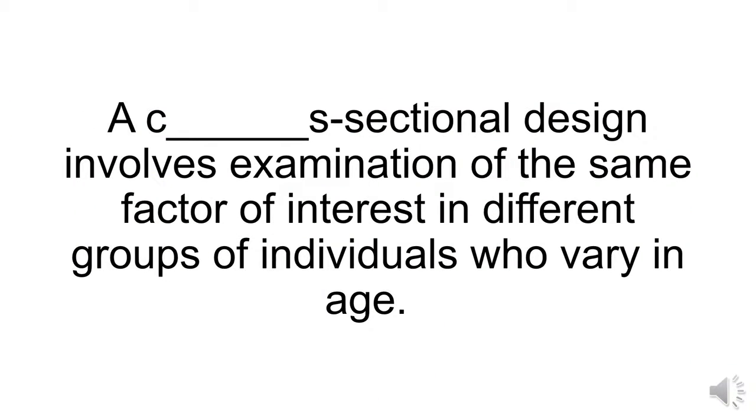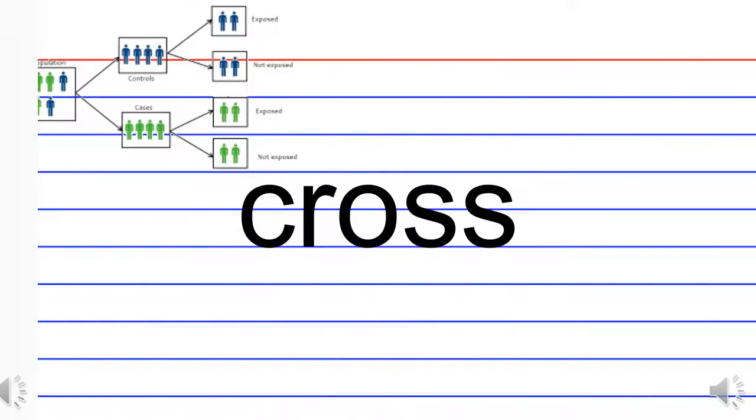A C-blank-S sectional design involves examination of the same factor of interest in different groups of individuals who vary in age. So what type of study design is this? That would be a cross-sectional study design.